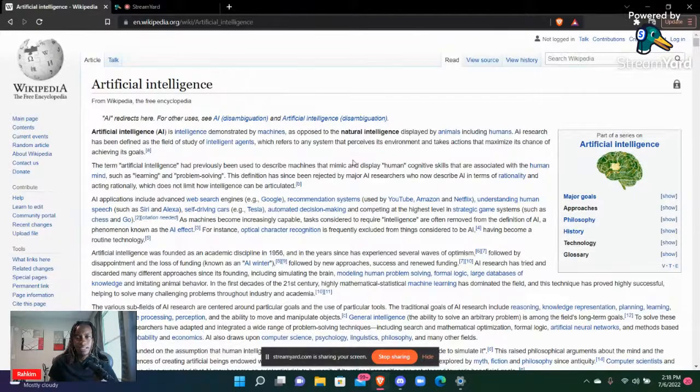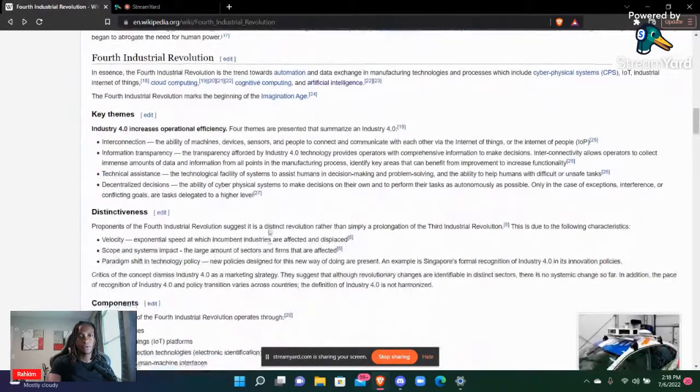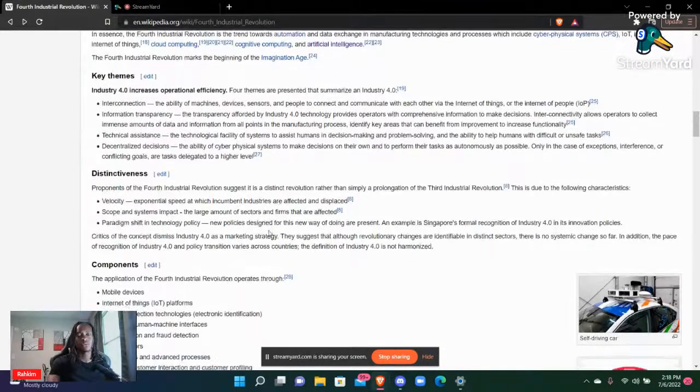Takes actions that maximize its chance of achieving its goals. Talking about the computer. Then it goes into key themes, and how this relates to blockchain technology. I'm going to relate this to blockchain technology key themes.